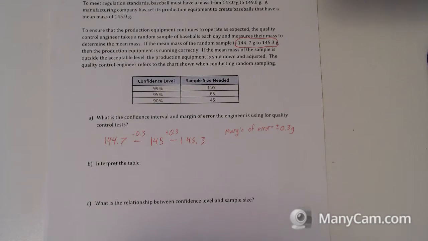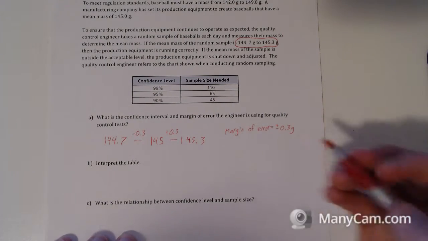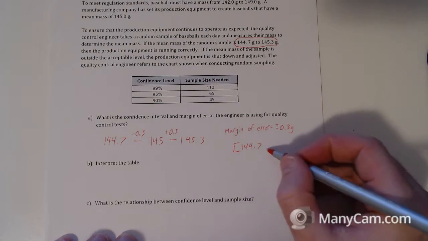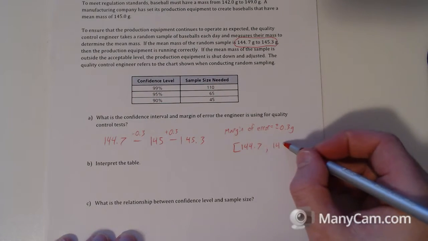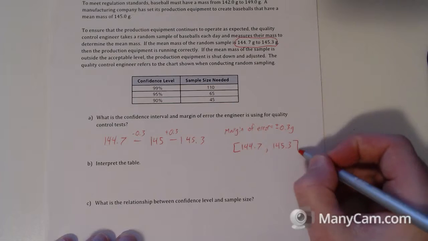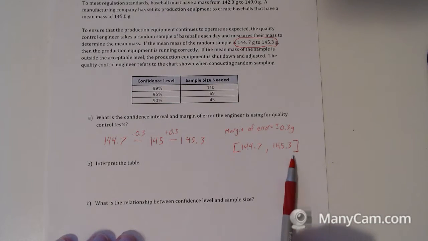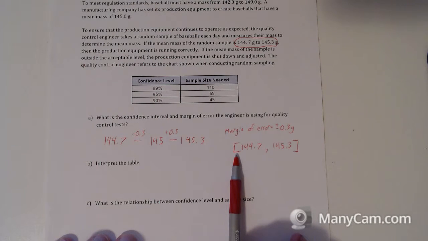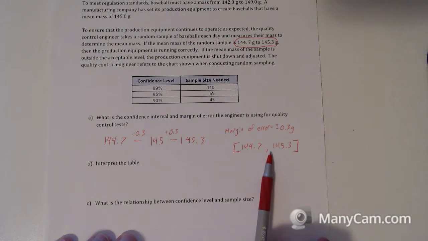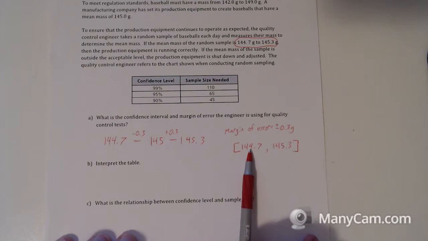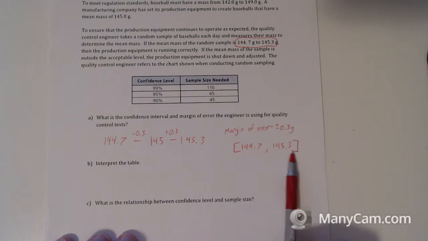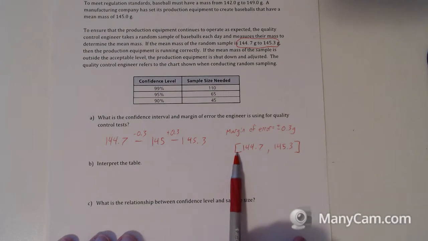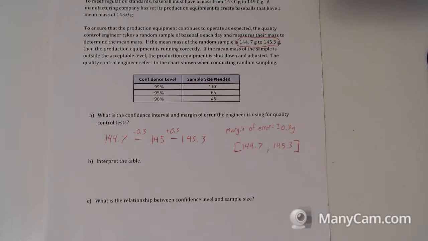Okay, and then what's the confidence interval? That's just this range. So it's just 144.7 till 145.3. These brackets mean it's all the numbers in between these numbers and including them if they're square brackets. So this is just setting up, it's like looking at a number line. It says start your number line at 144.7, continue it to 145.3. Those are all the answers you're looking for. Square brackets means including those numbers.